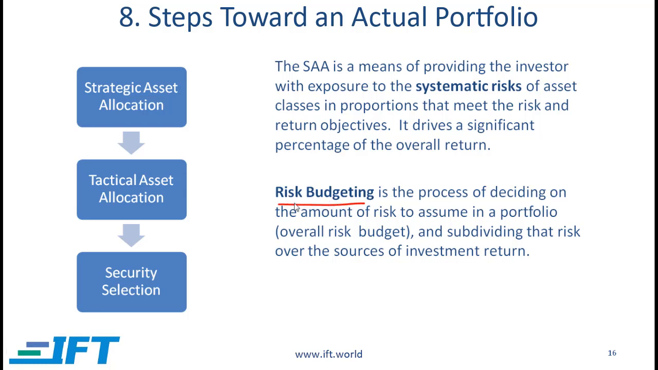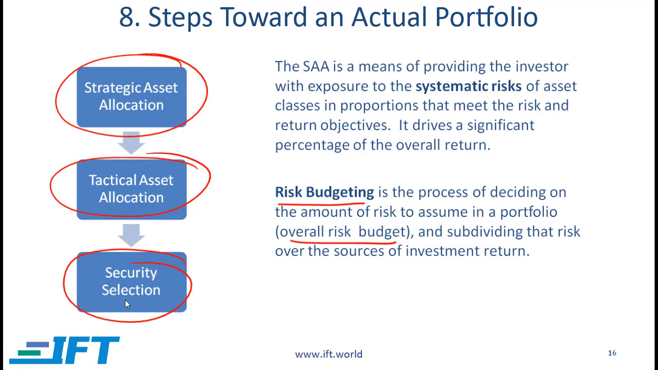Here is another concept that is introduced in this reading but then discussed in a lot more detail at level 3, and that is the concept of risk budgeting. Risk budgeting is the process of deciding on the amount of risk to assume in a portfolio. That's called the overall risk budget, and then how that risk is distributed across the different sources of investment return. At a high level, we get investment return based on our strategic asset allocation, and then based on our tactical allocation, and then based on security selection. How we divide the risk across these different sources of return is part of risk budgeting.